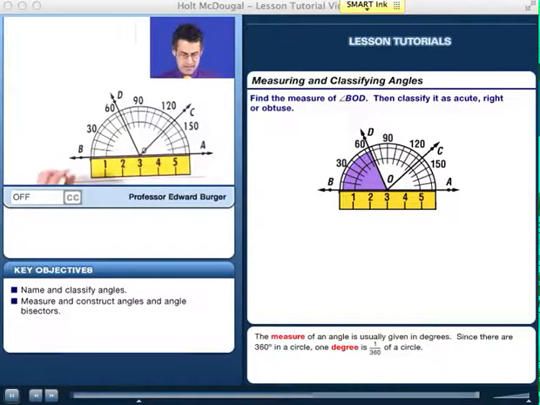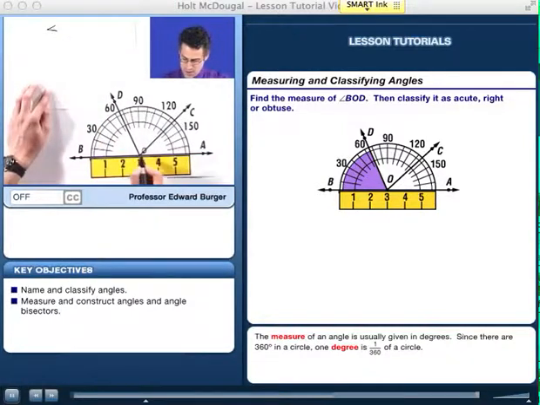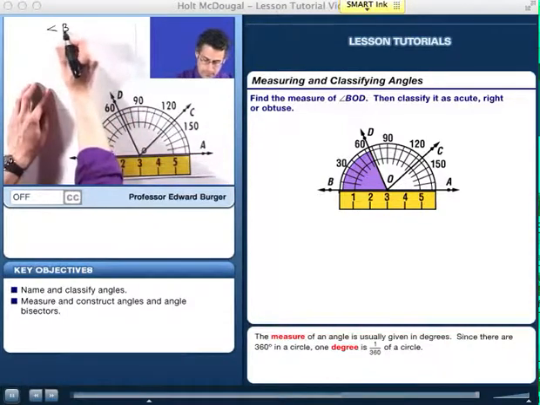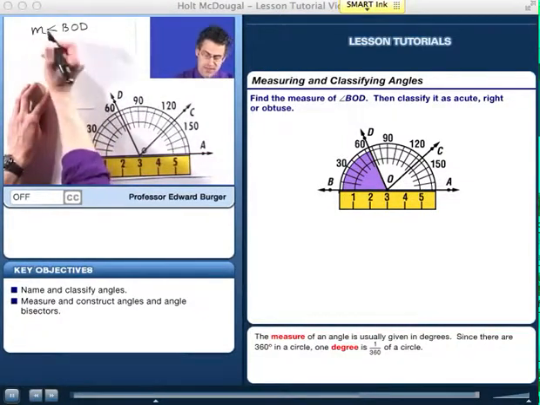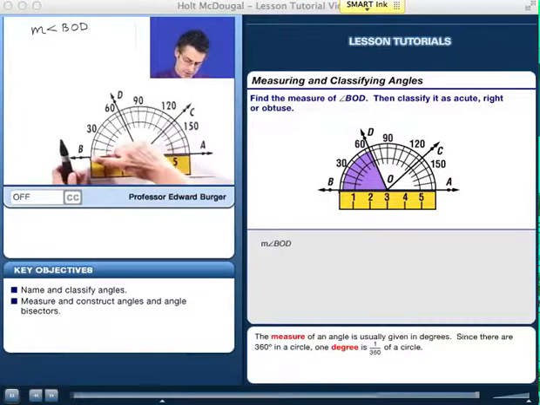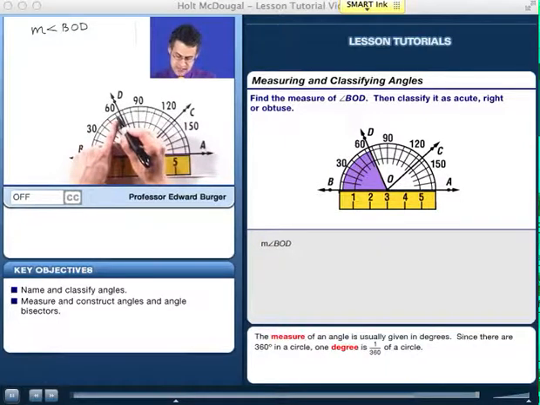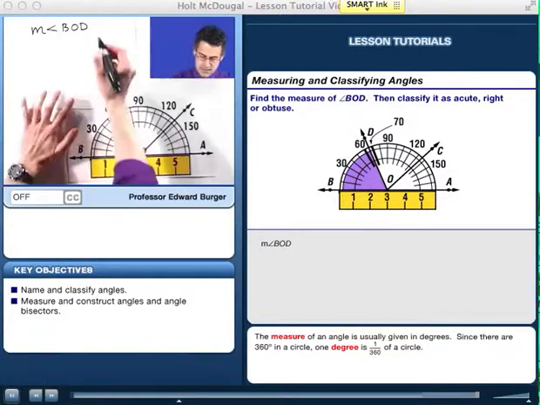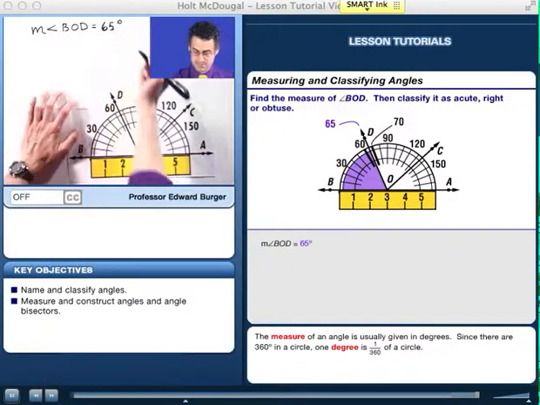How do I denote that? Here's how I denote it. I take the angle symbol, and I write BOD, and I'm going to measure it, and so I put an M in front, and that tells me that's the measure of this angle. So how many degrees is it? Well, the degrees are marked off here, and you can see this is 10, 20, 30, 40, 50, 60, and this D is halfway between 60 degrees and 70 degrees, so it's 65 degrees. So I write this as 65 degrees.